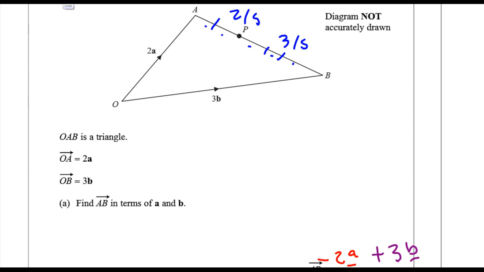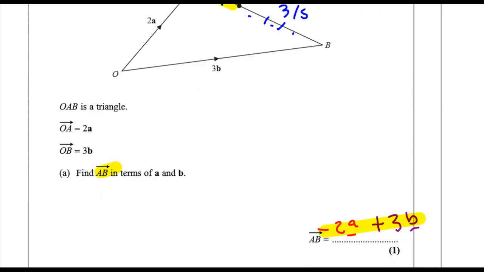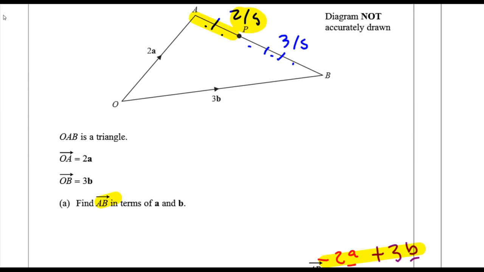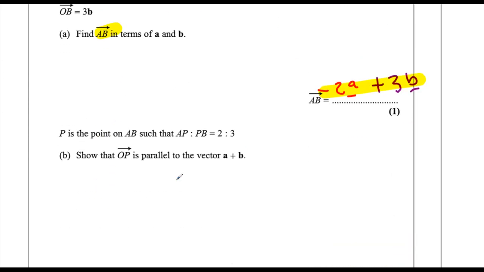Right, we've already found AB as a vector. That was minus 2a plus 3b. We want to go 2/5 along it to get from A to P. Okay? So we can write down that we know that OP, I'm thinking of AP, that's why I'm getting confused. A to P is 2/5 of all this stuff up here. Okay? So 2/5 of (minus 2a plus 3b).